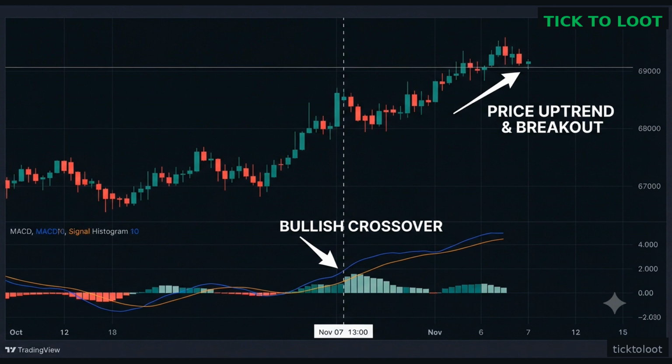A bullish signal is generated when the MACD line crosses above the signal line. This is like a green light, indicating that the trend is gaining momentum and it may be a good time to buy. For example, if you're looking at the Euro to US dollar chart and the MACD line crosses above the signal line, it could be a sign that the euro is strengthening against the dollar.